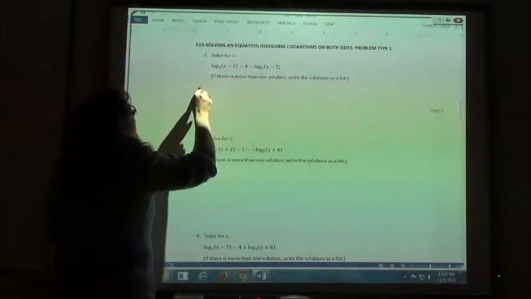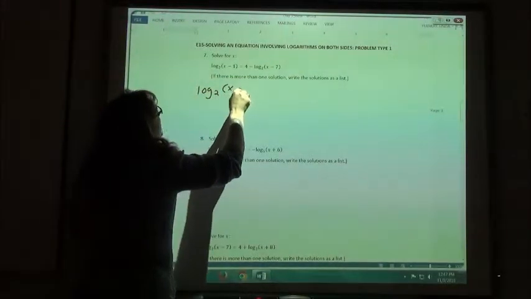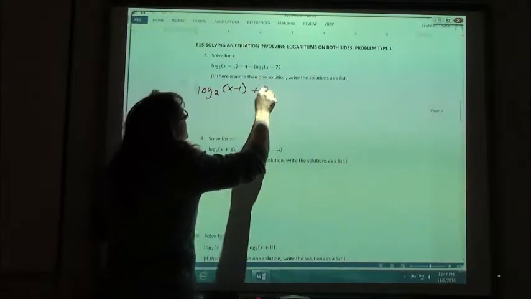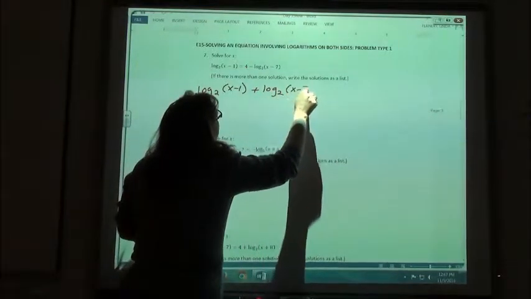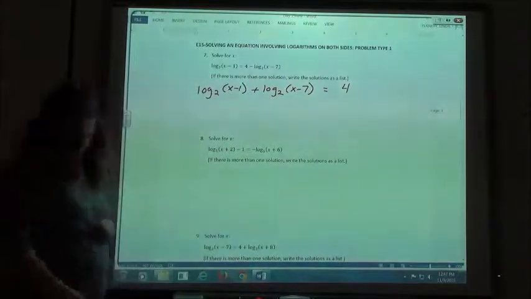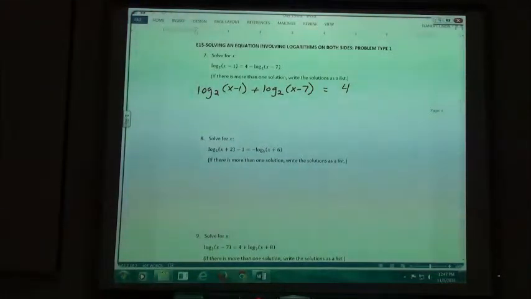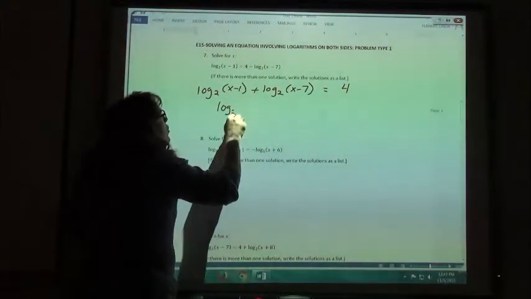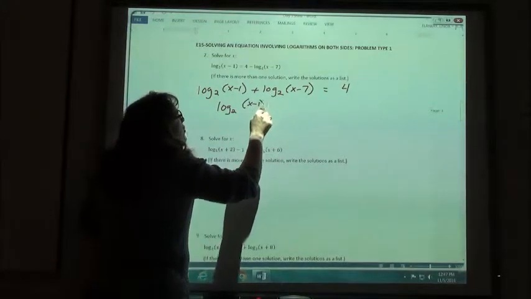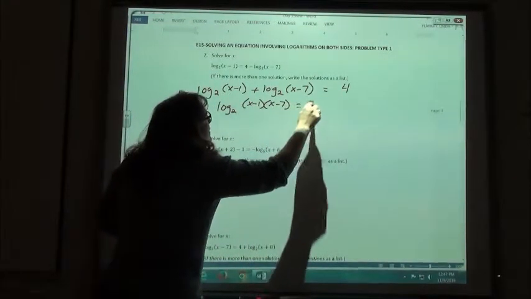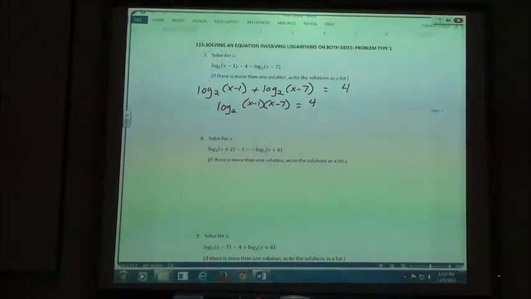So in this case, I'm going to have the log base 2 of x minus 1. This is going to become plus log base 2 of x minus 7. I'm going to leave the 4 over there. I am adding logarithms, so I can combine that into one single logarithm like we did the other day. It's going to be log base 2 of (x minus 1) times (x minus 7) equals 4 then. Right? When we add logarithms, then we multiply those values. If we're subtracting, we end up dividing them.